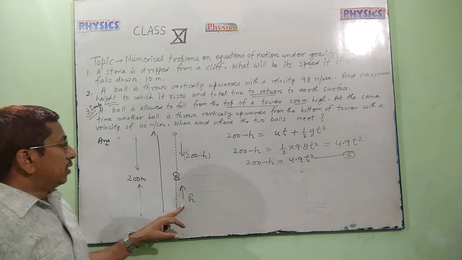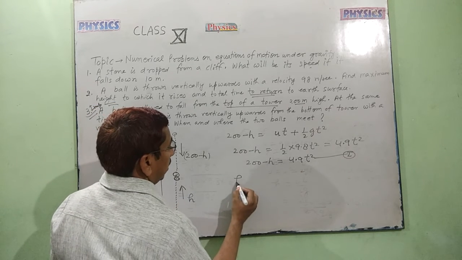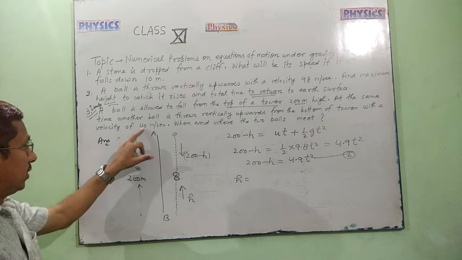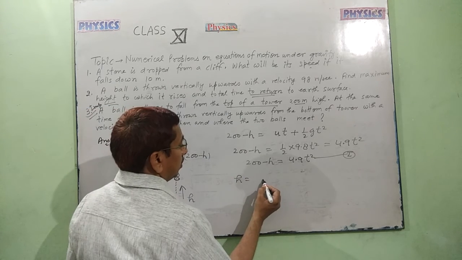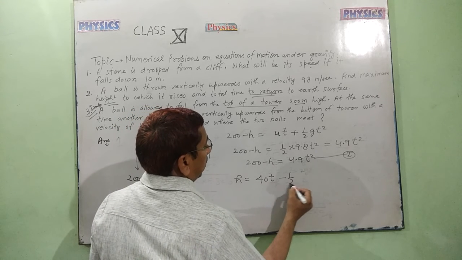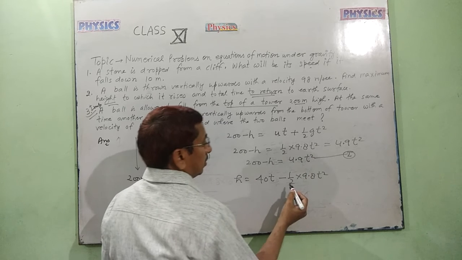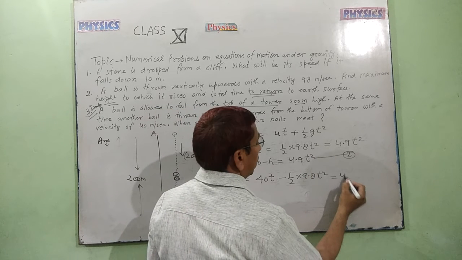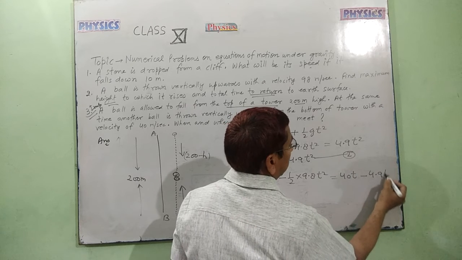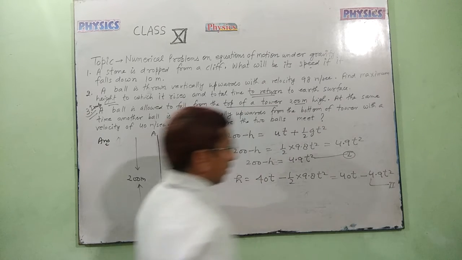Again, we can apply the equation for the upward motion. This is h is equal to ut, u is here, you are looking here, 40 meter per second upward motion. So ut minus half gt square. So this is 40t minus 4.9 t square. This is your second equation.